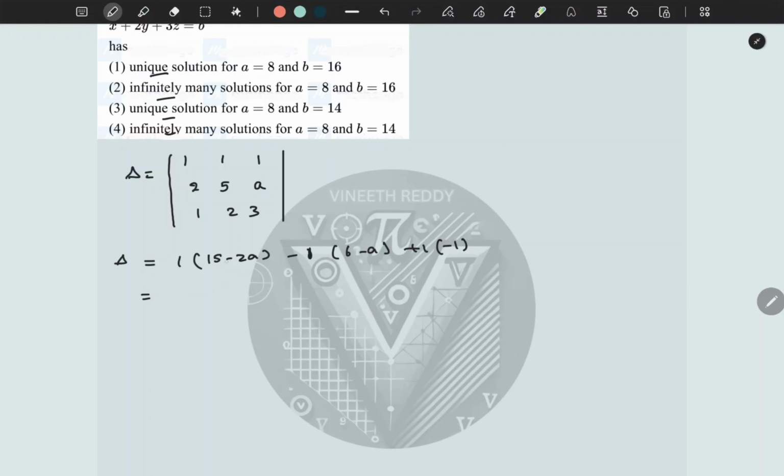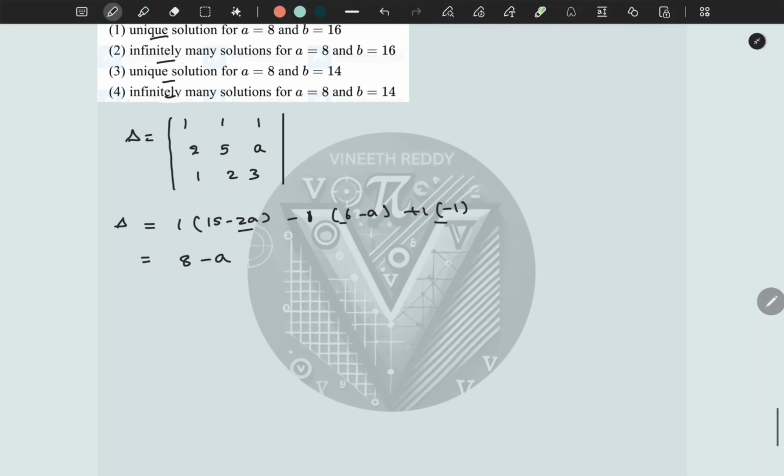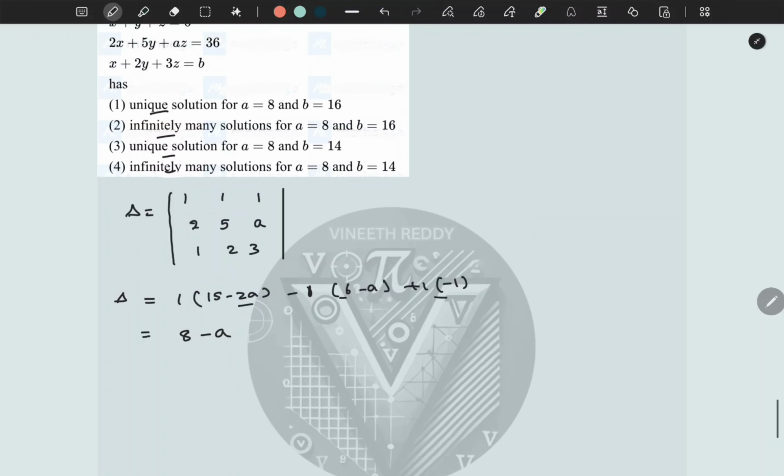So 15 minus 6 is 9, 9 minus 1 is 8, and then we have minus 2a plus a, which is minus a. So that means if a is equal to 8, then delta is 0. We cannot have a unique solution. So for a unique solution, that means this option and this option are ruled out.